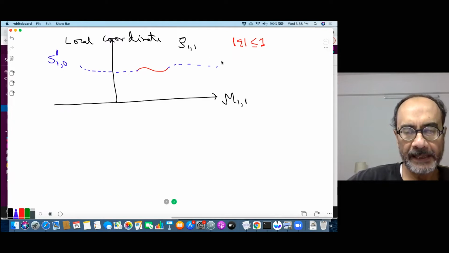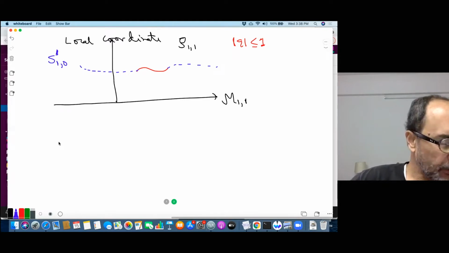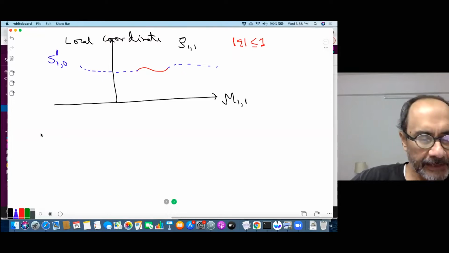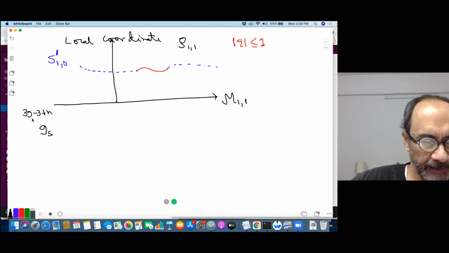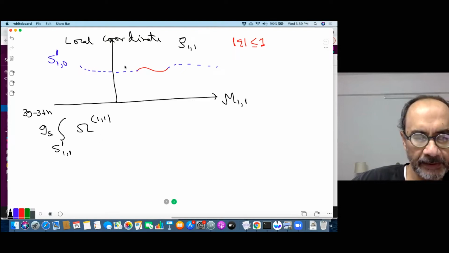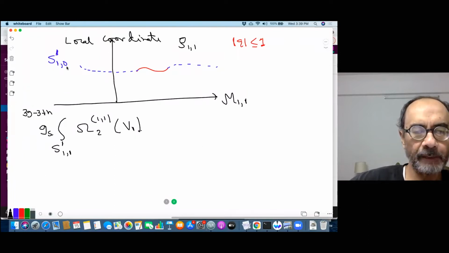So now you have to interpret the rest. Let me write this. So what is the rest? The rest is g_s to the power, which comes from this 3g minus 3 plus n factor. In this case, g is equal to 1 and n is equal to 1. So that's the g_s. And then the integral over S prime 1,1 of omega 1,1, and it's a two form because you have a two-dimensional space. So 2, and the vertex that we insert is of course V1. So this is the contribution from S prime 1,1.